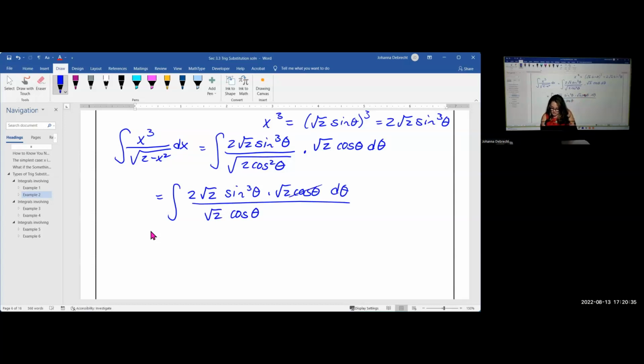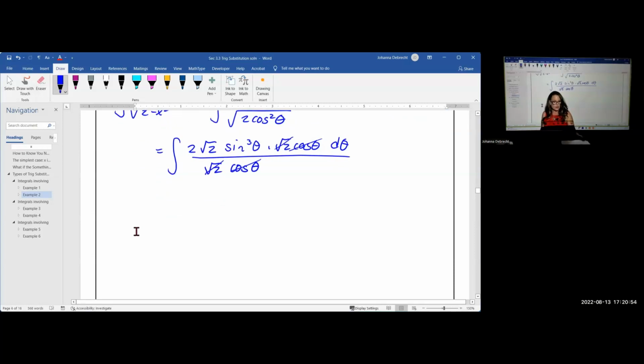Well, the cosine of thetas will cancel, and one of the root 2's will cancel the root 2 in the denominator, and that leaves me with 2 square root of 2 sine cubed of theta d theta, which is a trig integral. So now you have to go back to one of the previous videos and work out how to evaluate that particular integral. So when we're looking at this one, we now have 2 square roots of 2, the integral of sine cubed of theta d theta.